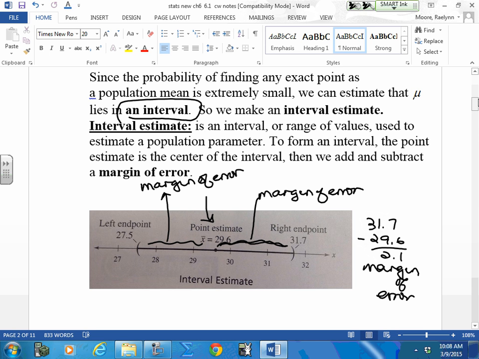Now, there's a number of ways you can write this. We're going to be writing it like this. The mean plus or minus the margin of error. So we're going to say 29.6 plus or minus 2.1. And you subtract 2.1, you get to the other side. We're also going to write it in interval notation.